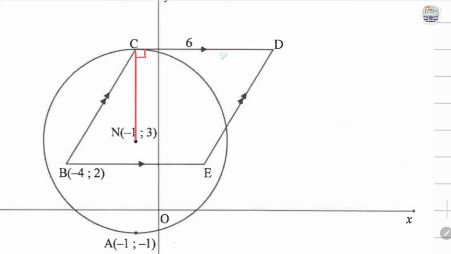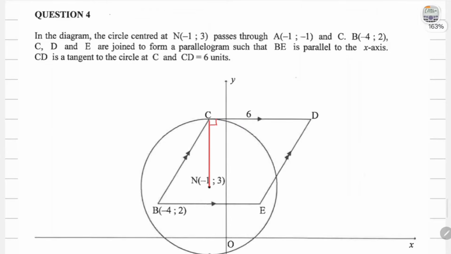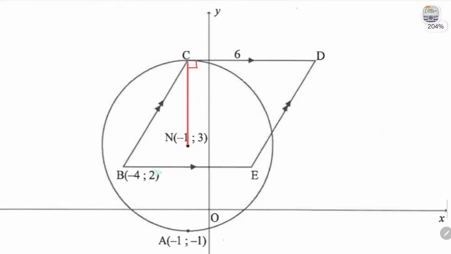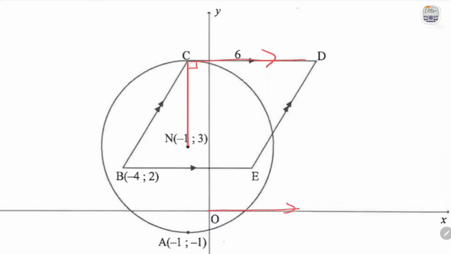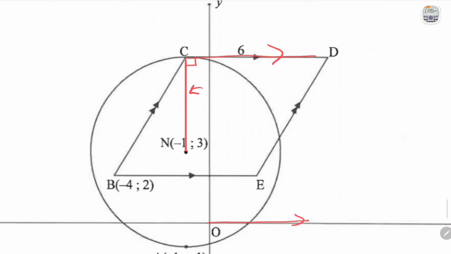So here's the thing. This is parallel to BE. But we also know something about BE and the x-axis. They told us that BE is parallel to the x-axis. So if BE is parallel to the x-axis, then CD is also parallel to the x-axis, meaning that because this line CN, the radius, is perpendicular to CD, a line parallel to the x-axis, then this line is a vertical line. So if it is a vertical line, it means that you see the point N, negative 1 and 3, C would also have the same x value, because it's a vertical line.